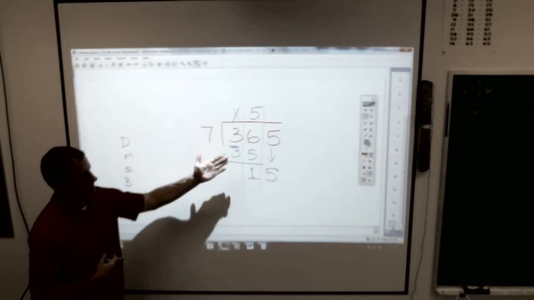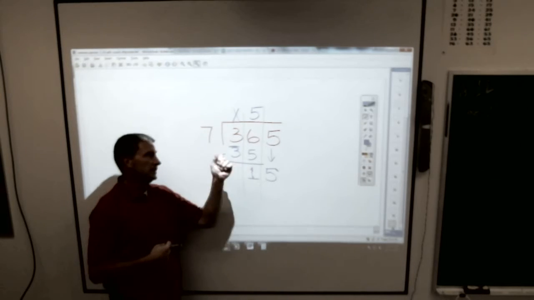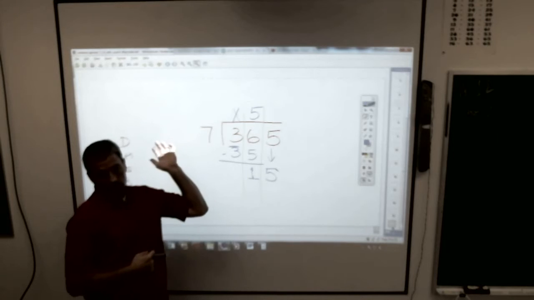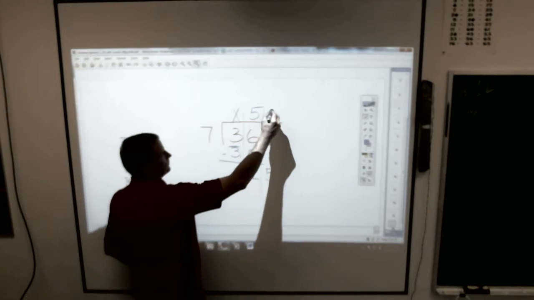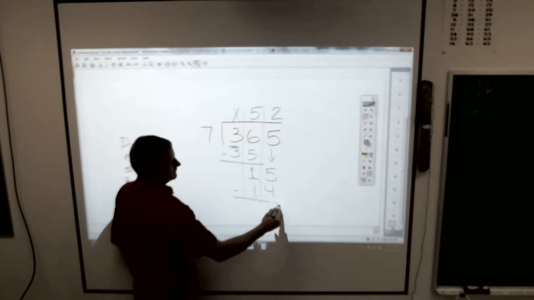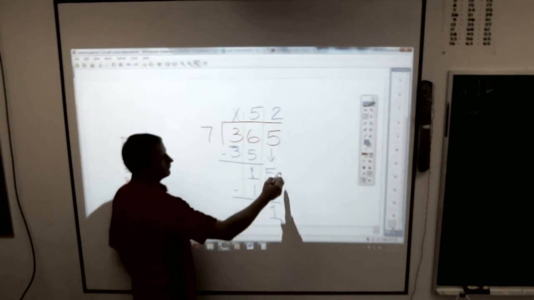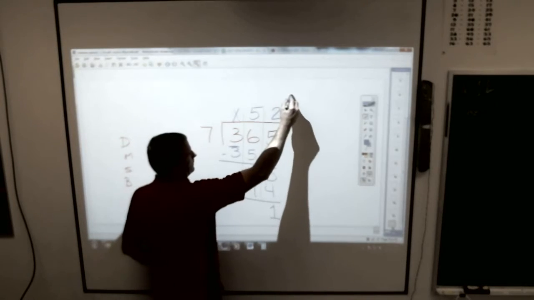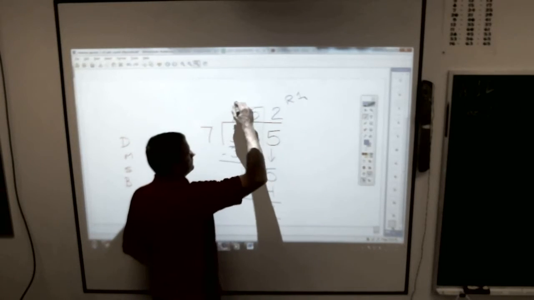How many 7s can you take out of 15? What number times 7 gives you close to 15? 15 divided by 7 is 2. Multiply, you get 14. Subtract. Oh, I got 1 left over. Nothing left to bring down, so I'm done. This is my remainder of 1.